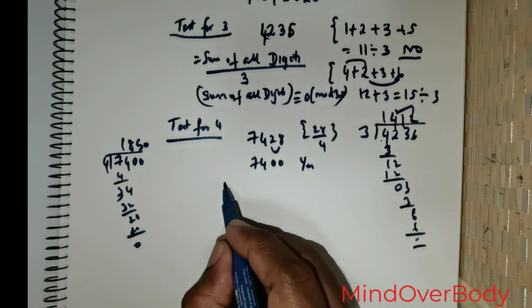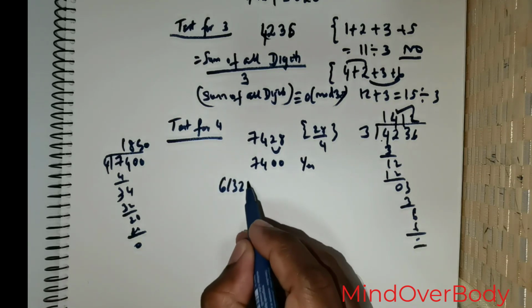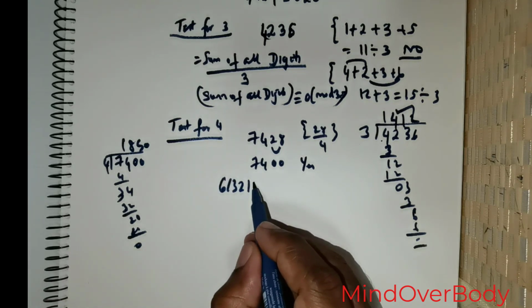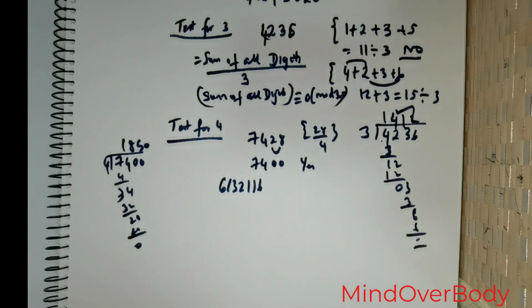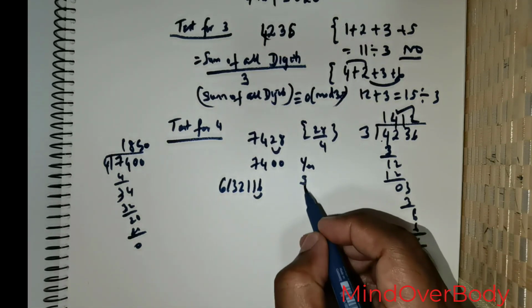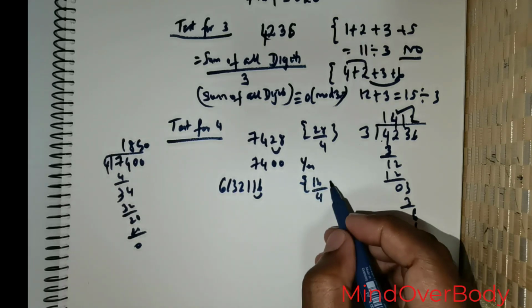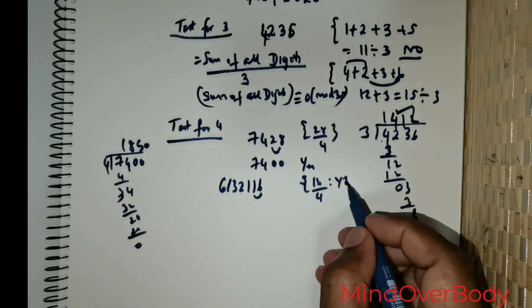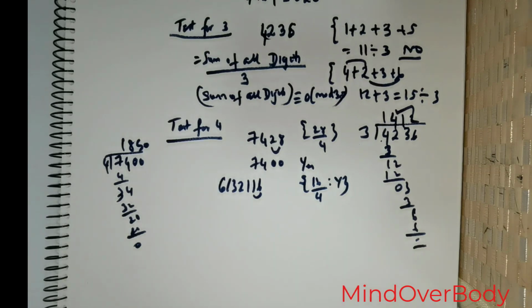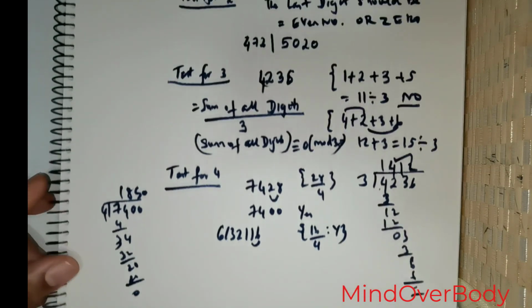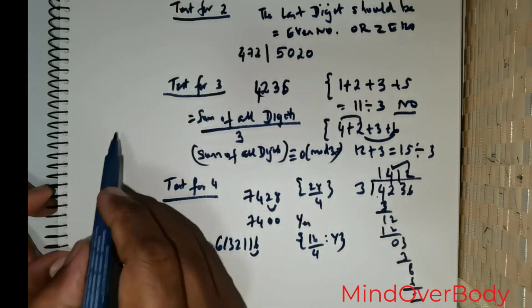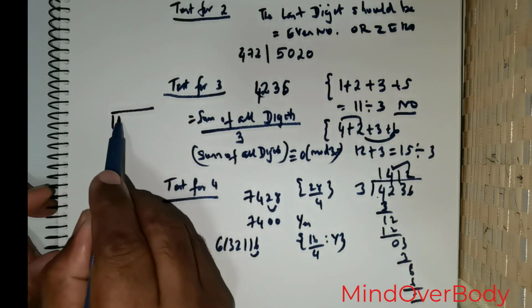You can check any number. Say take a random number like 6132116. I'm taking the last 2 digits and I need to check this out. Are the last 2 digits, 16, divisible by 4? Yes, this is indeed divisible by 4, since 4 times 4 is 16. So I'm going to show you that this number is indeed divisible by 4. Let me just take that down.